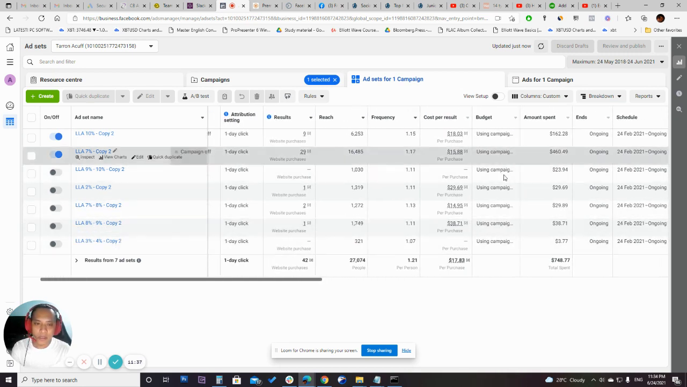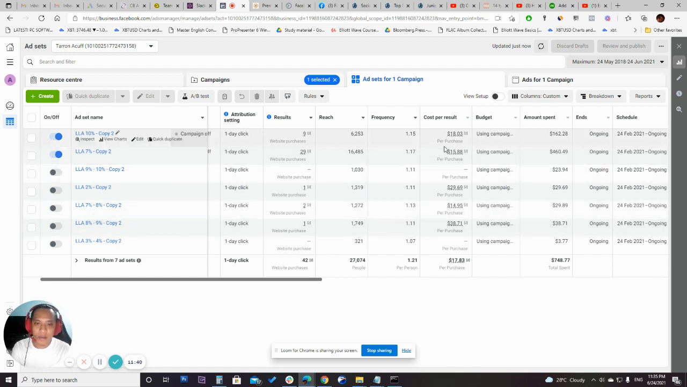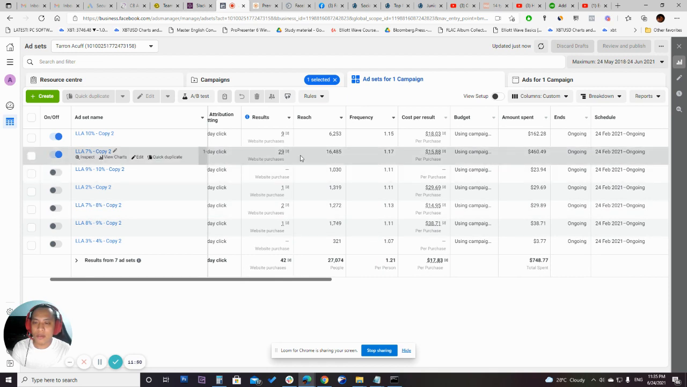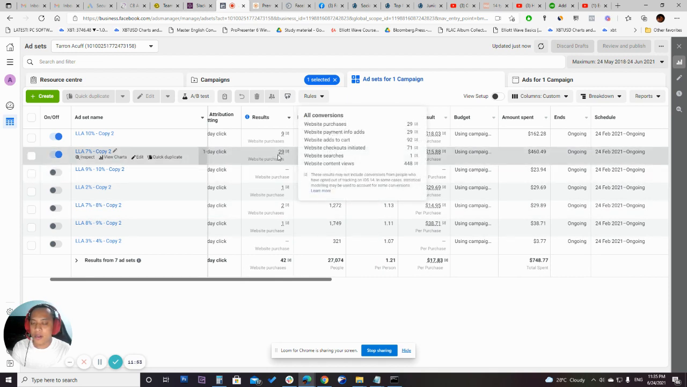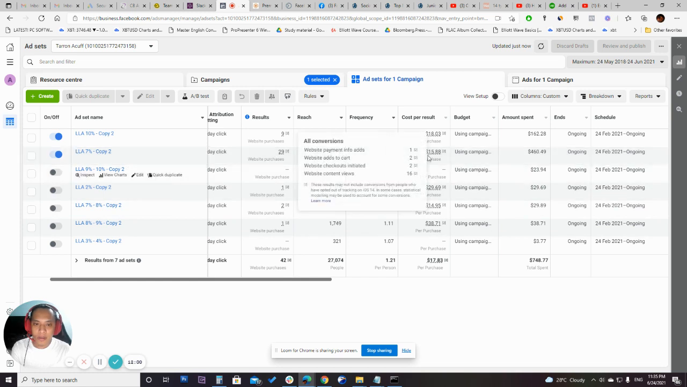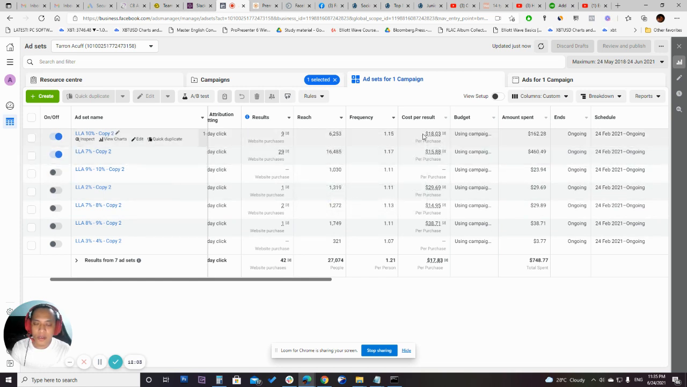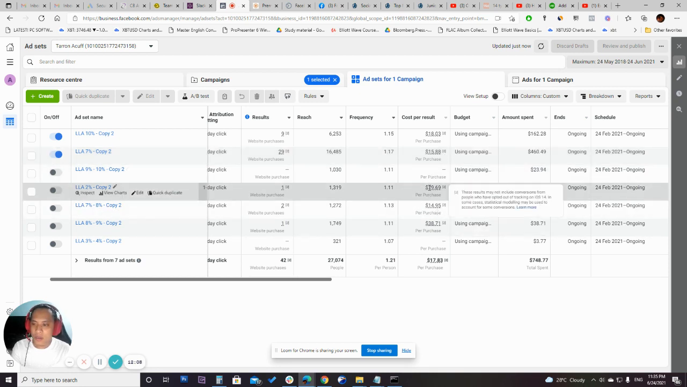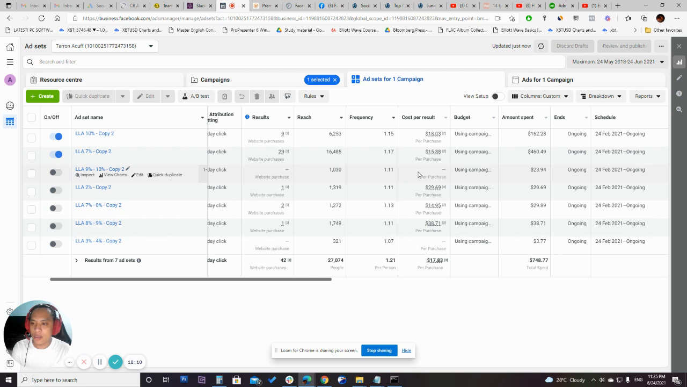But for this one, we acquired purchases at a higher cost per result. But I continue running because I get purchases, and that's the goal. So for this one, it is around 18 to 15 and 14. This two and this one, two, three, four.